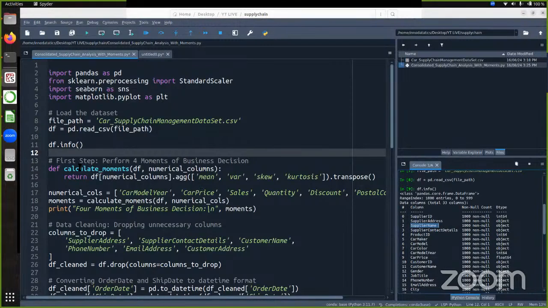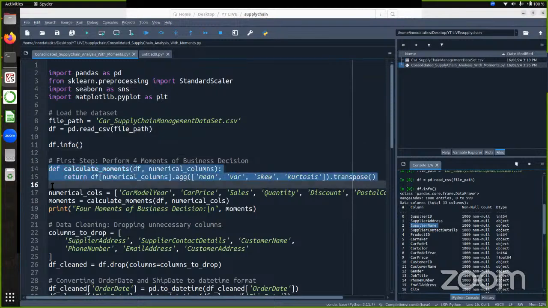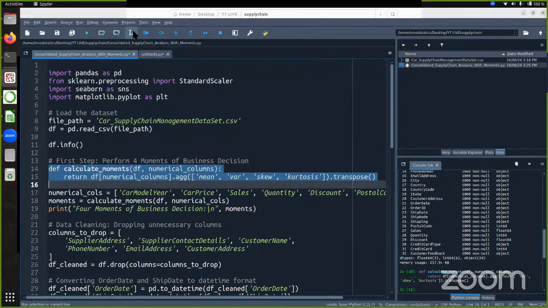So we'll create a function here. And in this function, we are going to take some inputs. What are these inputs? The inputs are the data frame itself and the different numerical columns which are available to us. And we are going to return an aggregate value for the mean, variance, skewness, and kurtosis. So we can run this line of code.